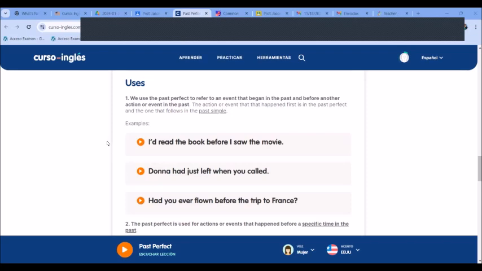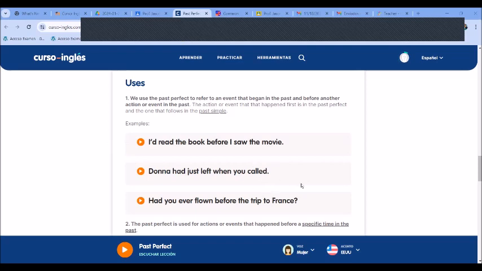Continue, Saul. Examples. Example, I had read the books before and saw the movie. Donna had just left when you called. Had you ever flown before, through the truth to friends? Right? Called. Be careful with your pronunciation.